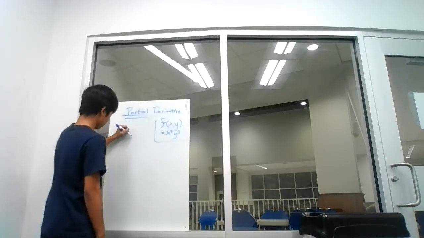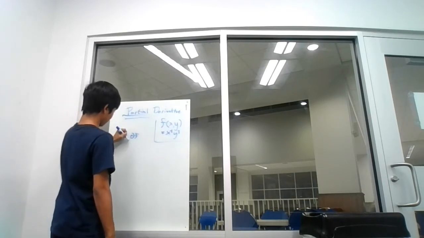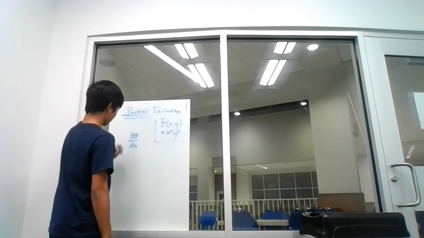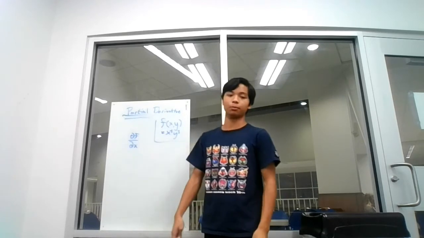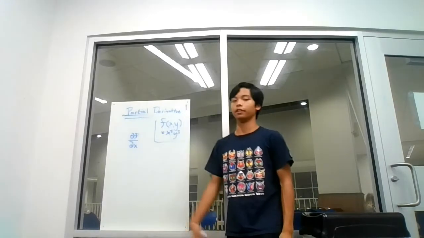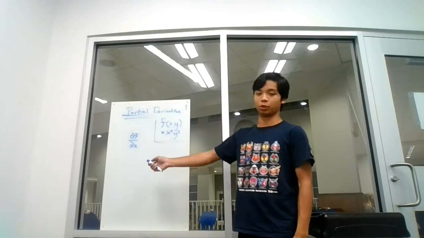So the operation notation for that looks like del f over del x. Now the symbol del is a Greek symbol. It's slightly different from d, and that's to signify that it's a partial derivative instead of a total derivative.